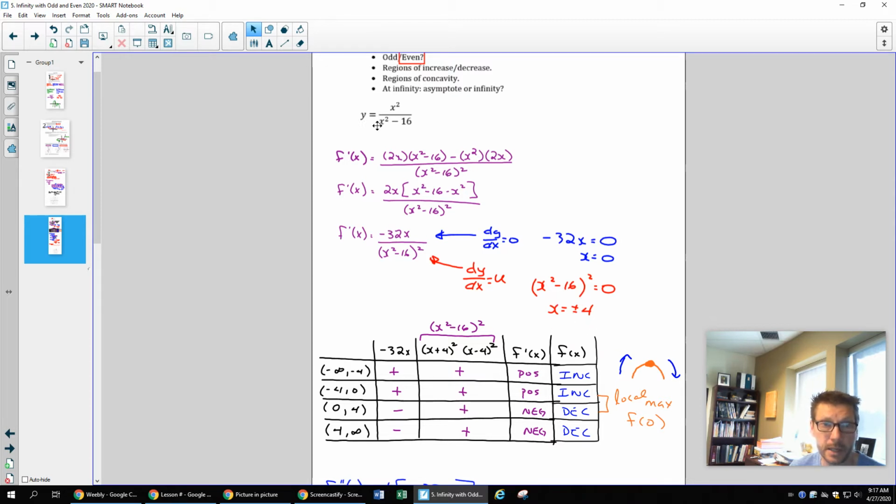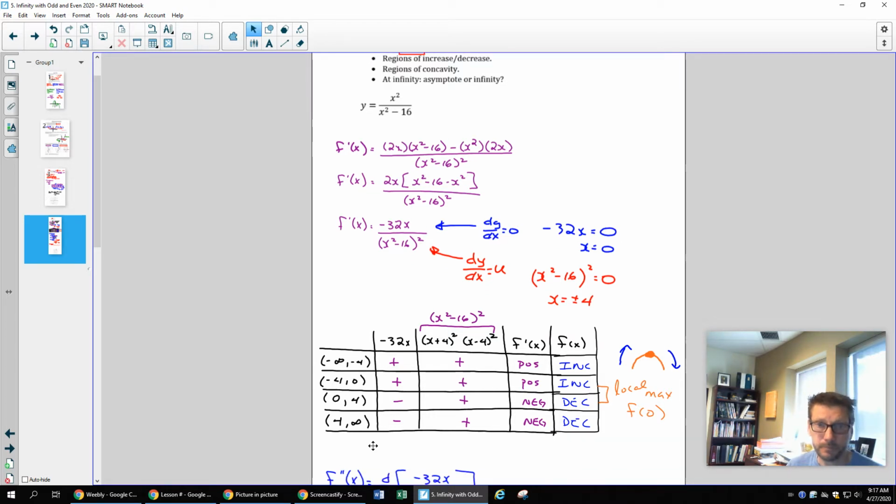And that matches your domain, right? If you look at your function, it's all real numbers except for plus or minus 4. We've got slopes everywhere except at plus and minus 4. So we do a table with our critical numbers: from negative infinity to negative 4, negative 4 to 0, 0 to 4, and then 4 to infinity.